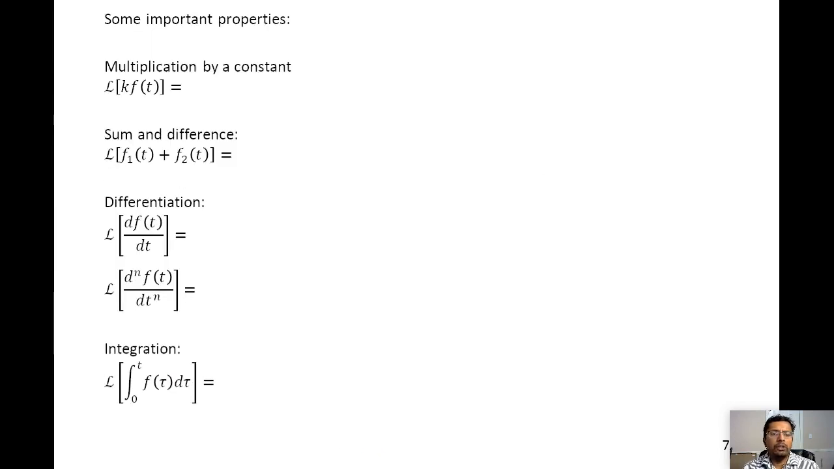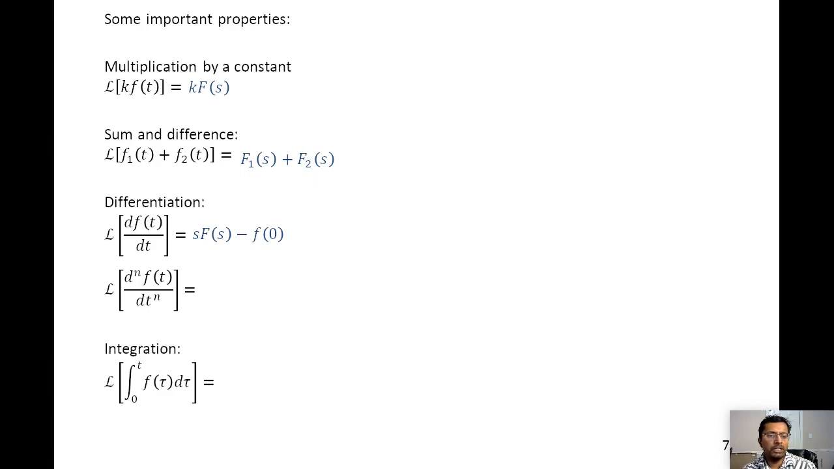So we're going to look at some interesting or useful properties of the Laplace transform and give a hint of where this came from or why this was important. If you look at the Laplace of k times f of t, where k is a scalar factor, that is equal to k times F of s. If you look at the sum or the difference, the Laplace of f1 of t plus f2 of t would be equal to F1 of s plus F2 of s.